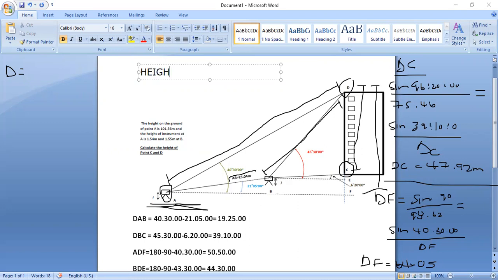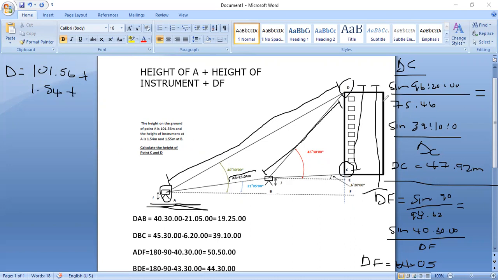So it is the height of A plus height of instrument plus X. Okay, this is your formula. So we said it's 101.56, which is the height of A, plus the height of the instrument at A, which is 1.54 meters, plus DF. And we did calculate DF over here, which gave us 64.05. And then the answer you're supposed to get would be 167.21 meters, and that's above sea level, okay?